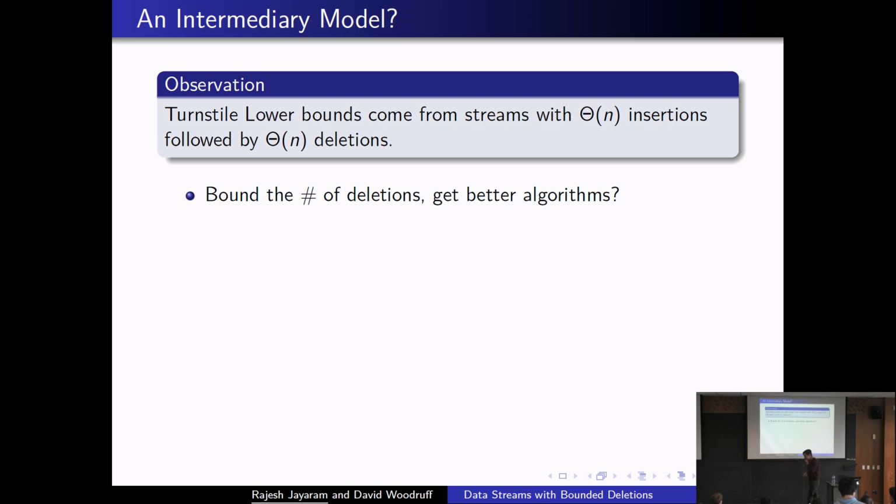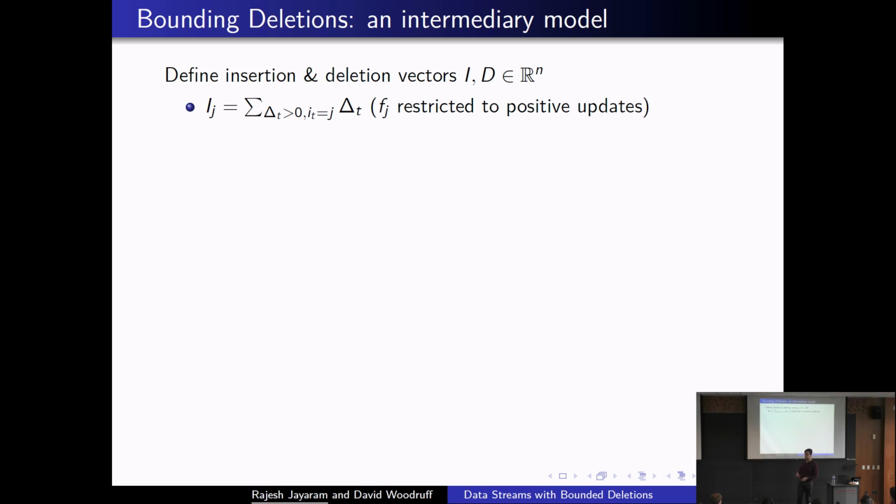So the natural question that we asked in this work is, well, if you prevent these streams from deleting everything, if they're still allowed to delete stuff, but you bound the number of deletions in some way, can you actually get better algorithms? And the goal of this work is to say, yeah, in almost all these problems, you can get substantially better algorithms in actually a very nice parameterized way. So I'm going to introduce the bounded deletion model now.